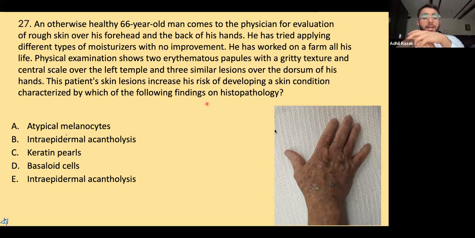Yes, exactly. So a physical examination shows 2 erythematous papules with a gritty texture and a central scale over the left temple, and 3 similar lesions on the dorsum. The patient's skin lesions increase the risk of developing a skin condition characterized by which of the following histopathological findings?